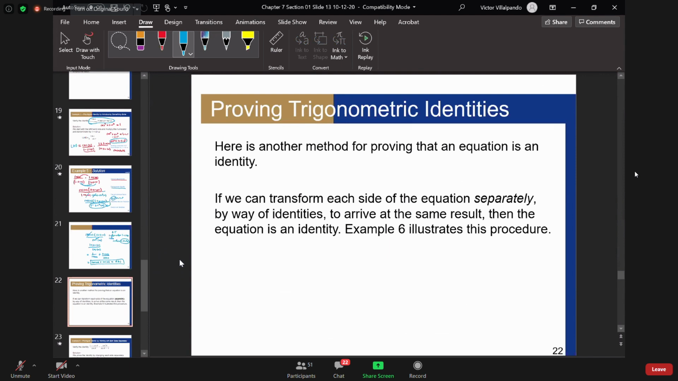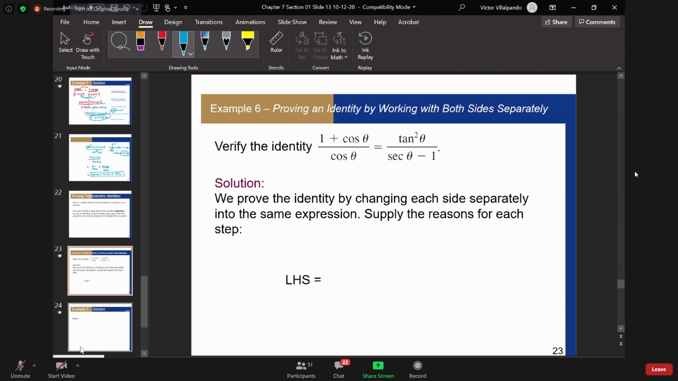They mention here is another method for proving that an equation is an identity. We can transform each side of the equation separately by way of identities to arrive at the same result. Then the equation is an identity. Example 6 illustrates the procedure. It wants us to verify the identity: 1 plus cosine over cosine is equal to tangent squared over secant theta minus 1.